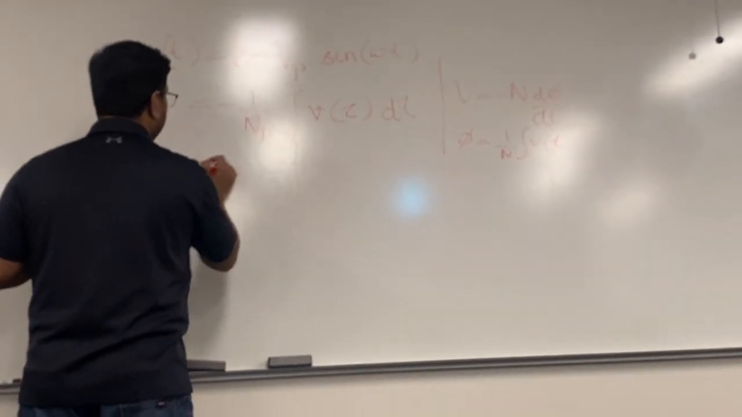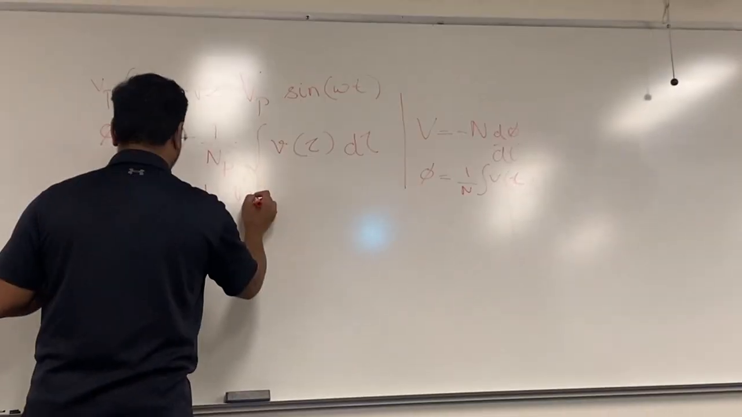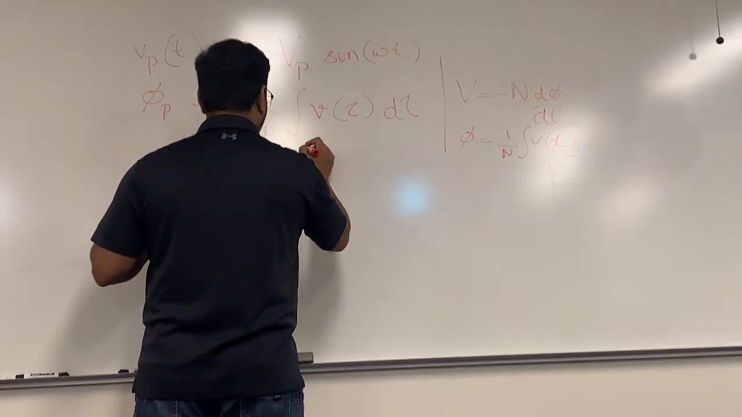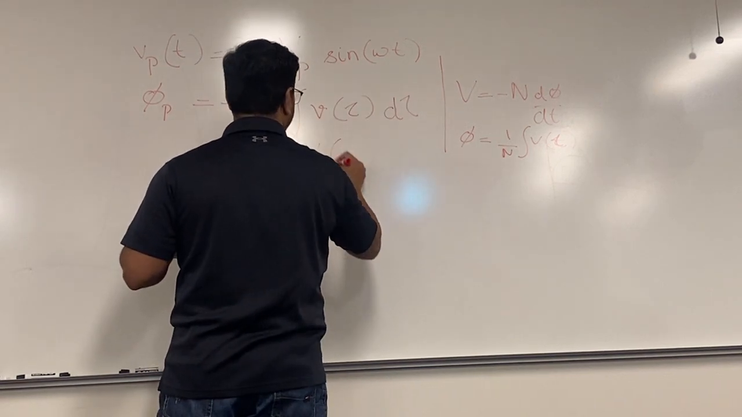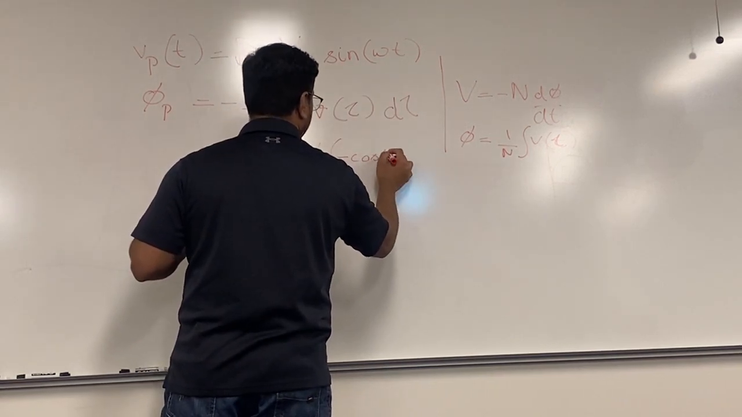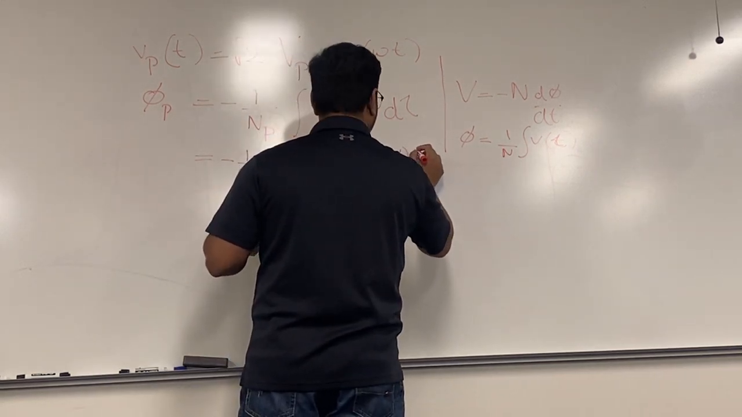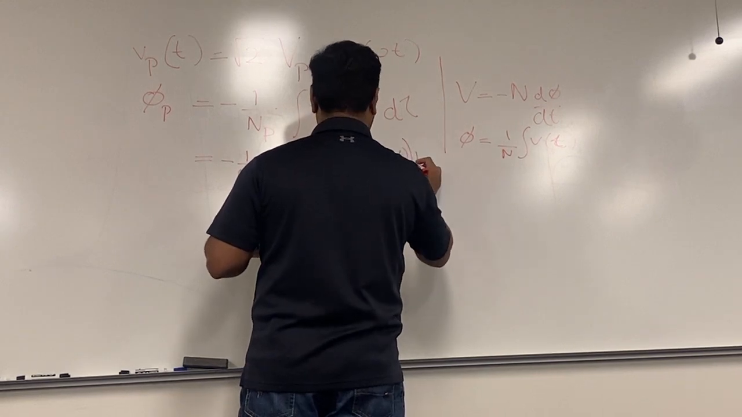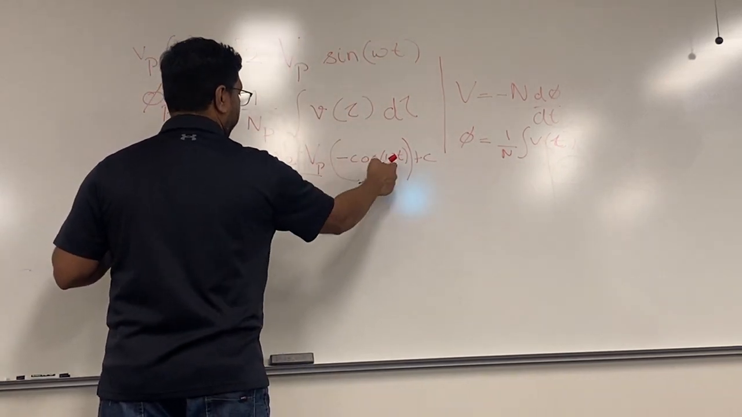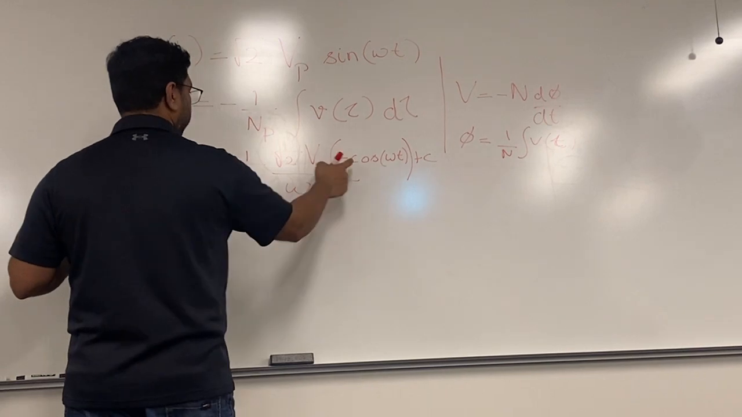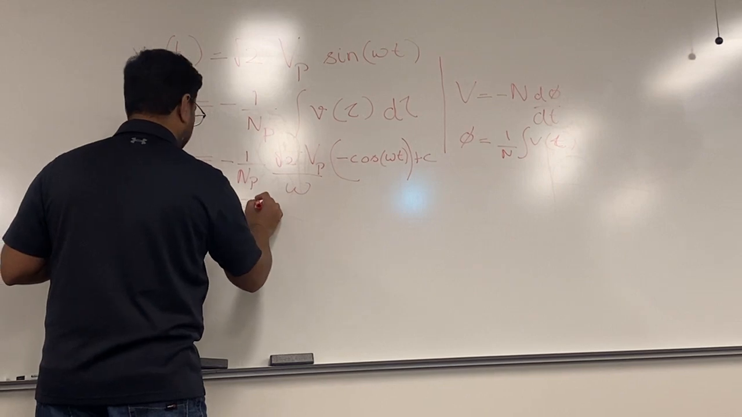So when I do the integral, I end up with negative 1 over NP times root 2 Vp, and I'm just integrating this, and that gets me negative cosine omega t plus c, and an omega pops out here. Negative and negative turn into a positive, and I end up with root 2 Vp.